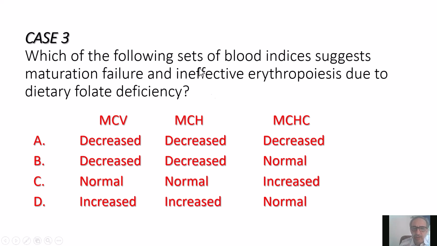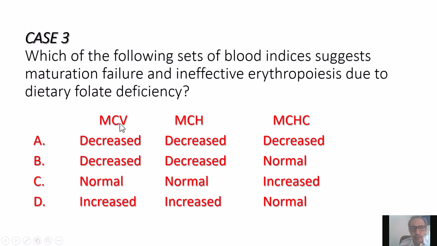MCHC is different from MCH because MCH shows the absolute hemoglobin content in picograms. It's about 29 picograms. That's the average RBC content, 29 picograms of hemoglobin. Whereas MCHC is hemoglobin as a percentage of the volume of the RBC. It's about 32% or 33%. That means 32% of the volume of the RBC is occupied by hemoglobin.